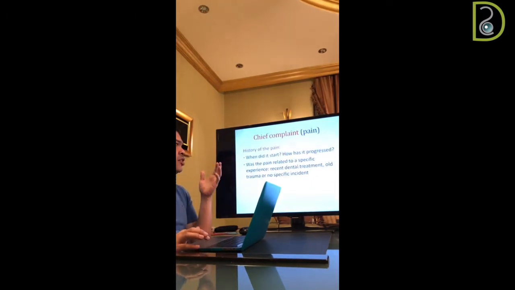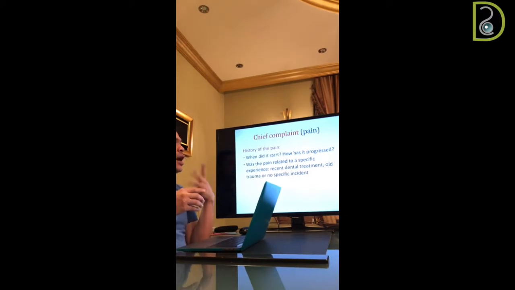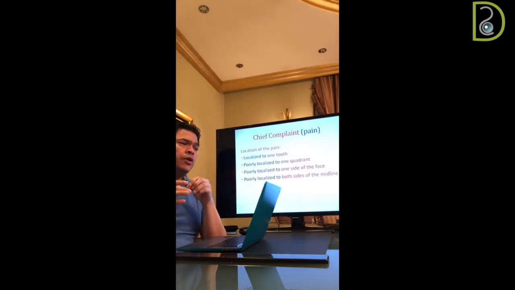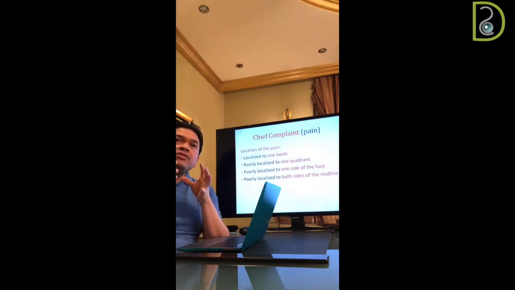Let us start with history. You have to ask when the pain started and how it progressed, whether the pain is related to a specific experience, if there is any recent trauma, any recent filling or old filling, or any history regarding the tooth. Also, we have to think about localization of the pain, whether it is localized to one tooth, one quadrant, one side, or both sides. For example, if the patient comes to you and says, I have a pain in this side.